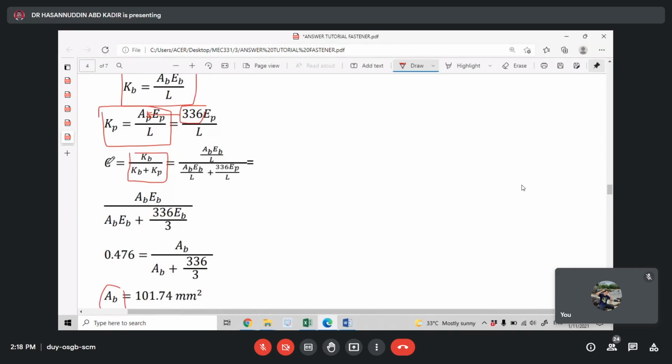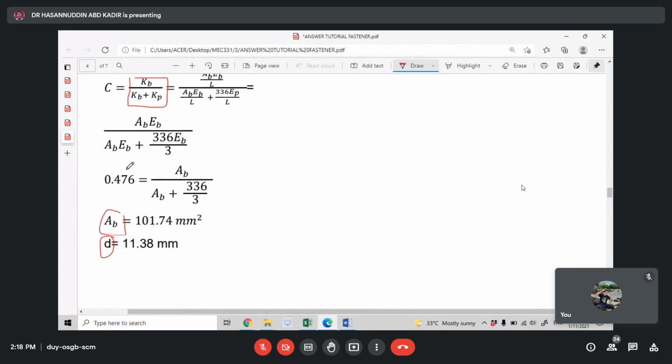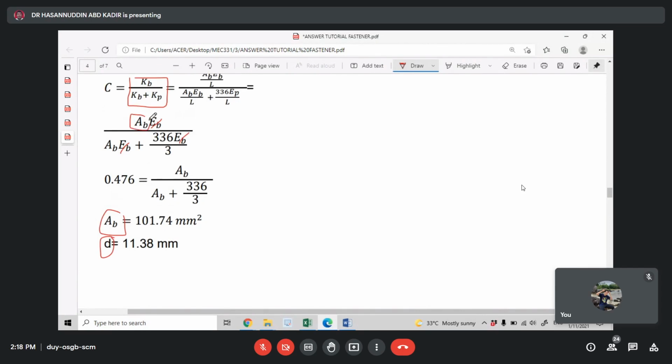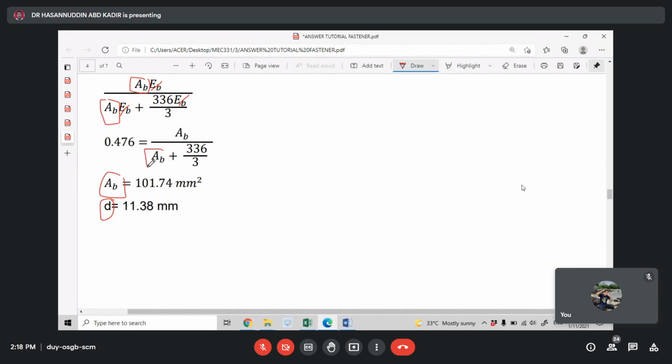Okay, then AB ni you can cancel out, and then you can find the value of the only one unknown here, AB. So from here you get AB, then you can get the value of D. So D kat sini ni kita boleh pakai untuk macam ini saja.